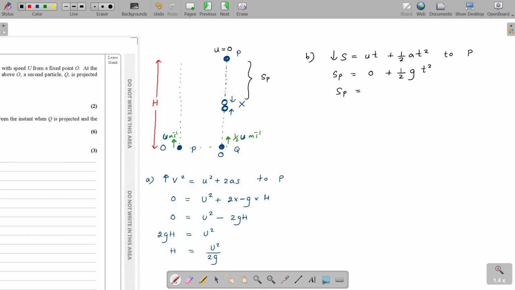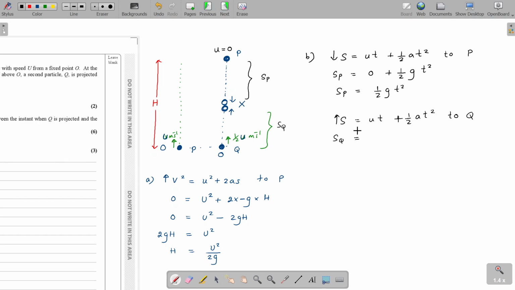Okay, so displacement of particle P is half gt square. Do you agree with me? Now let's apply s equals ut plus half at square to Q. So how do we get the displacement of particle Q? You can say it's SQ, the displacement moved by particle Q.